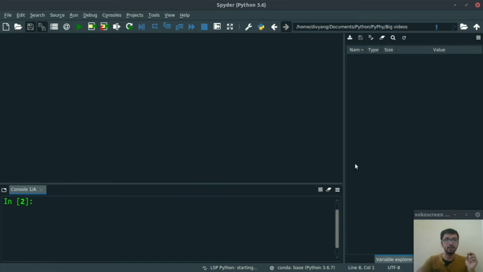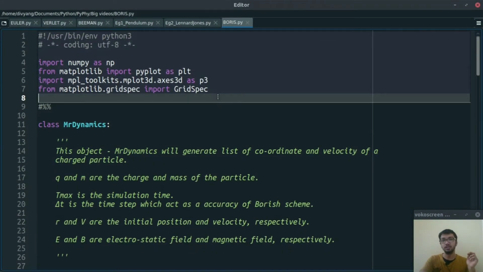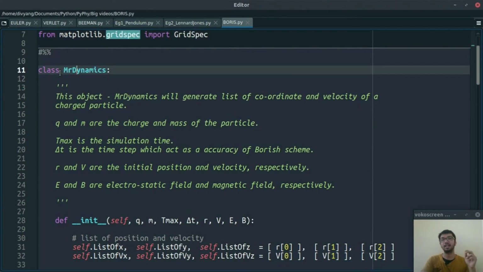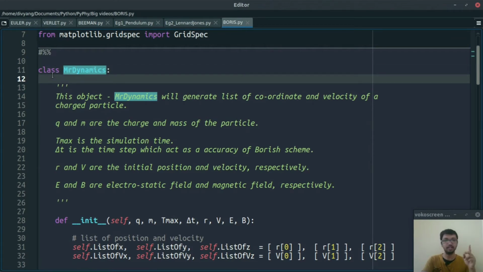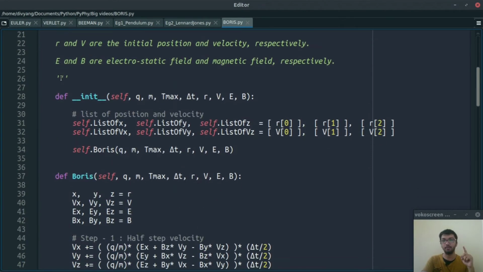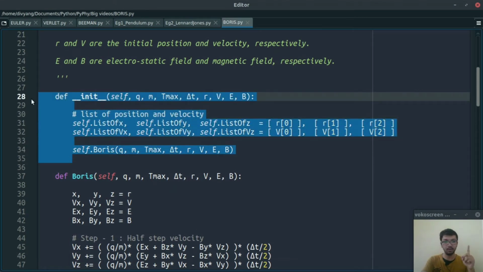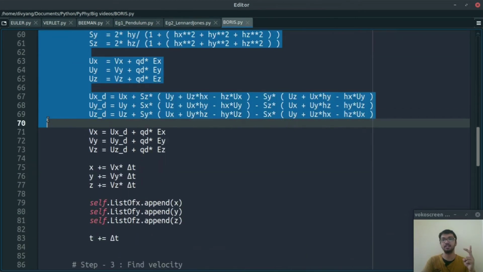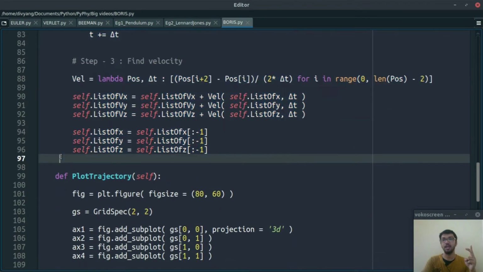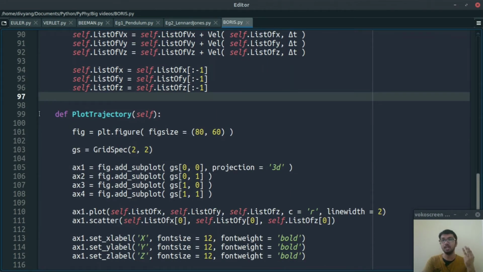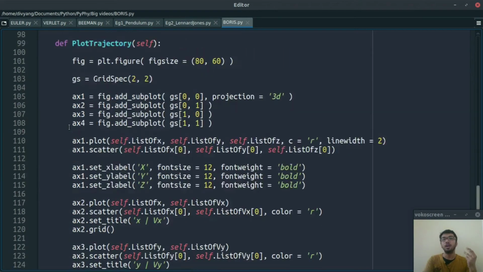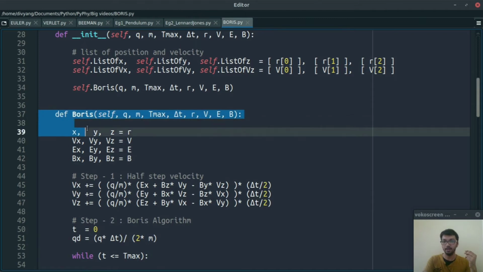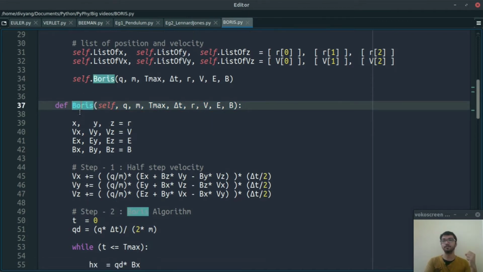Let me maximize this window so that you can see. So this is the code, and this is the MD object. As I said in the first video, this MD object will solve our problem, and this is the first part of it, meaning initialization. Then comes the heart of it, meaning the algorithm part, and this is the third, optional plotting part. Let's look closely at this second part, which is our Boris algorithm.